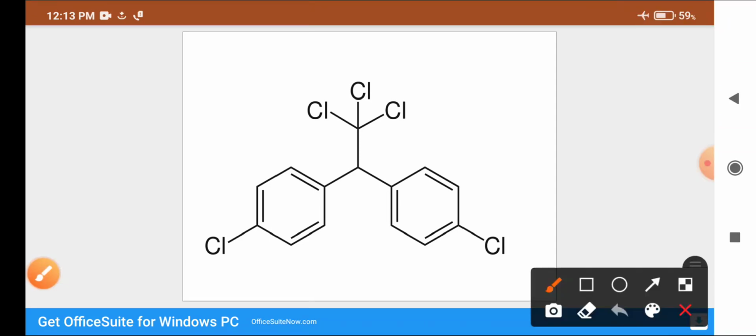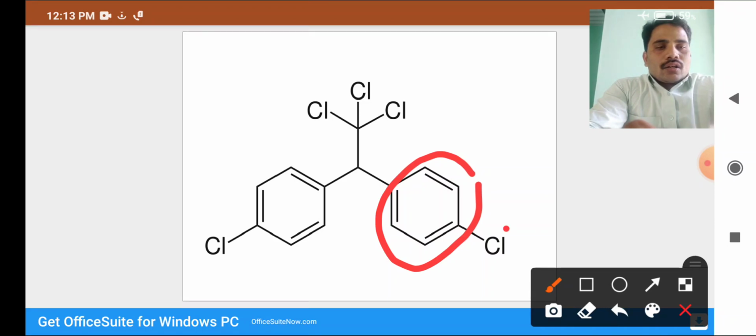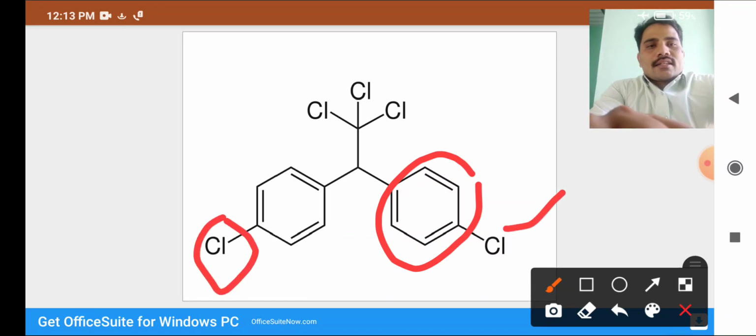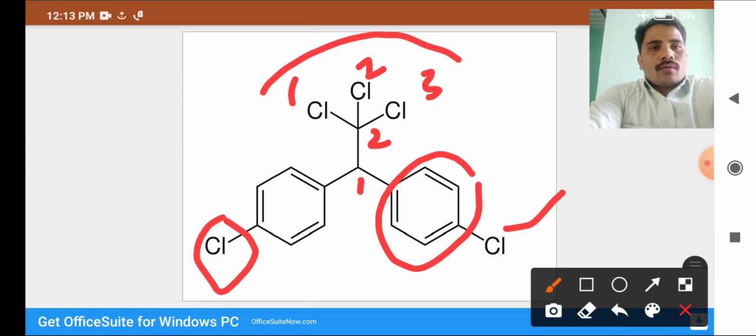Here two phenyl rings are present, and I am showing this. Here it is a phenyl ring and a chlorine atom. Here it is a chlorine atom, and here one carbon, here two carbon. Here is an ethane with 1, 2, 3 chlorine atoms, so trichloroethane.